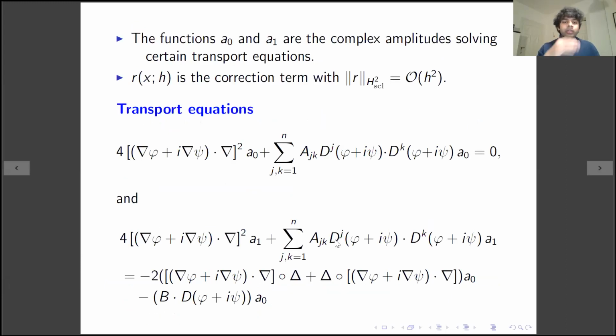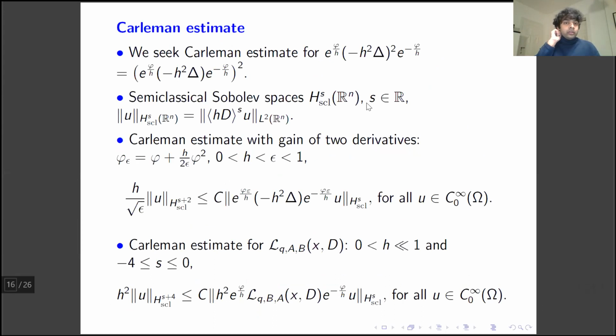At this point, we assume that we can solve these transport equations, and let's see what we can say about R, whether this is justified or not. So that's the semi-classical estimate on R. For that, we need the Carleman estimate. That is the next thing I'm about to say. We need to find the Carleman estimate for this conjugated operator, the semi-classical bi-harmonic operator.